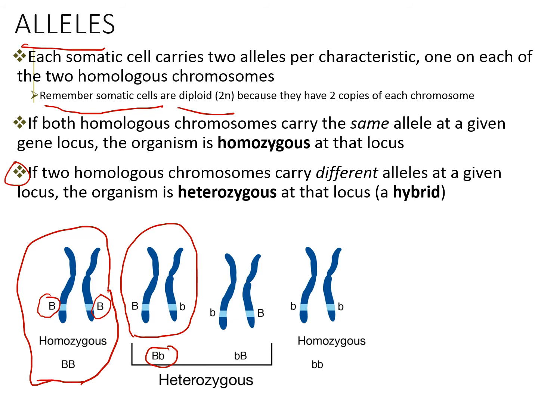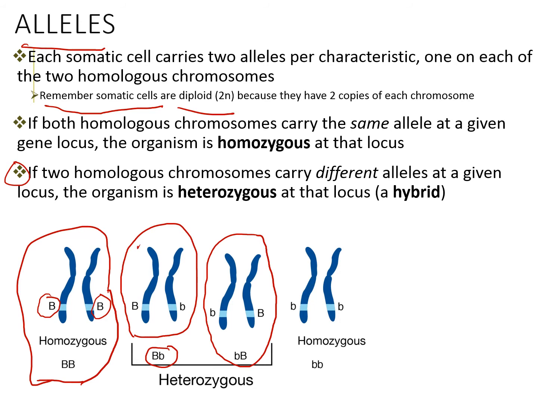Why is it possible that it can be two ways? Well, that's because the chromosome on the left could have the one that's the little b, and the chromosome on the right could have the one that's the big B instead. And you might wonder, well, is that just flipping them around? Not exactly. And this will make a little more sense later.